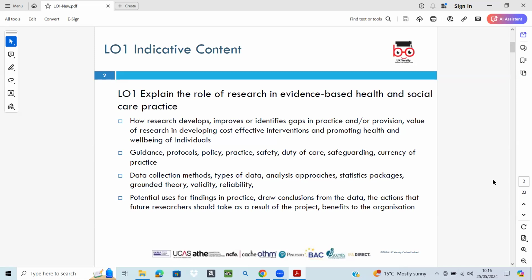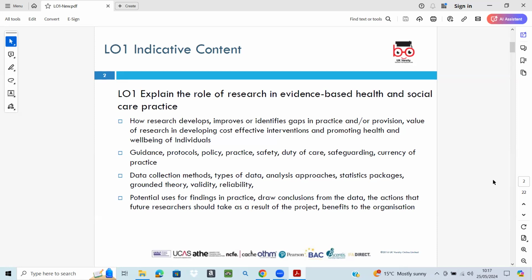Then we have guidance, protocols, policy, and practice. So in that we can say that we have safety and duty of care. Research establishes the foundation for protocols and guidelines, helping to ensure patient safety and high standards of care. Example is evidence-based guidelines for preventing and managing infections in hospitals.